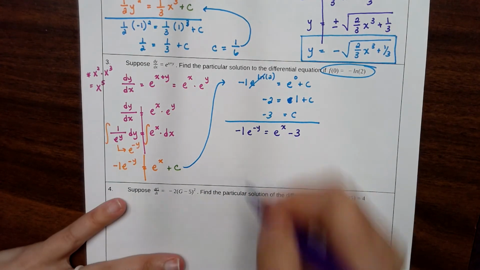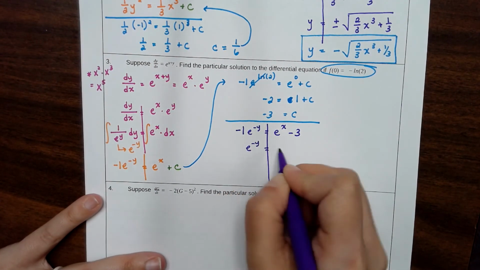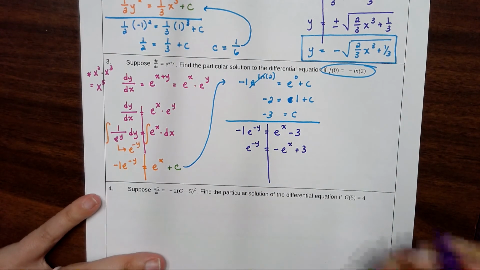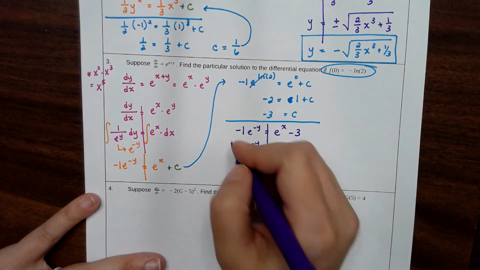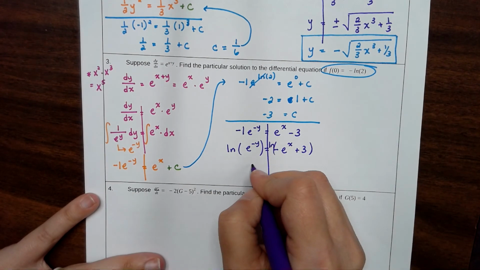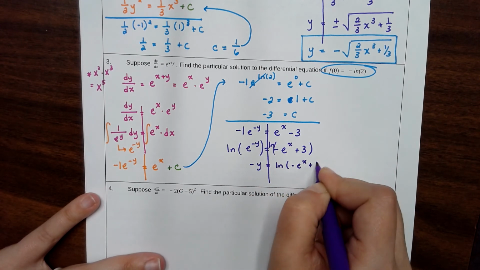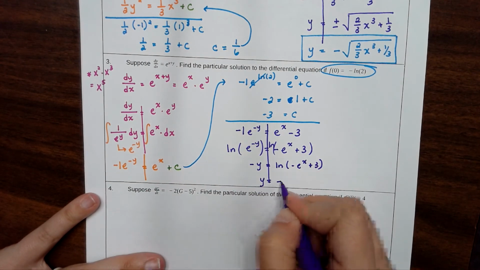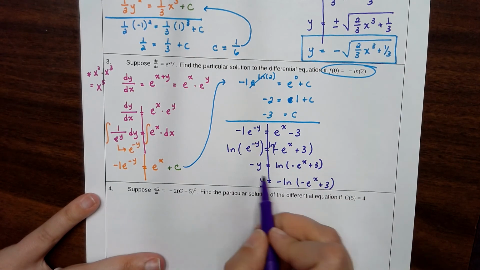In order to get y by itself here, I'm going to start by dividing everything by -1. So I would have e to the -y equals negative e to the x plus 3. Now, just like e is the inverse of natural log, natural log is the inverse of e. So to get rid of this e here, I would natural log both sides, which means I would have negative y equals the natural log of negative e to the x plus 3. And then to undo this negative that's in front of the y, I would just have negative the natural log of negative e to the x plus 3. And that's my final answer.